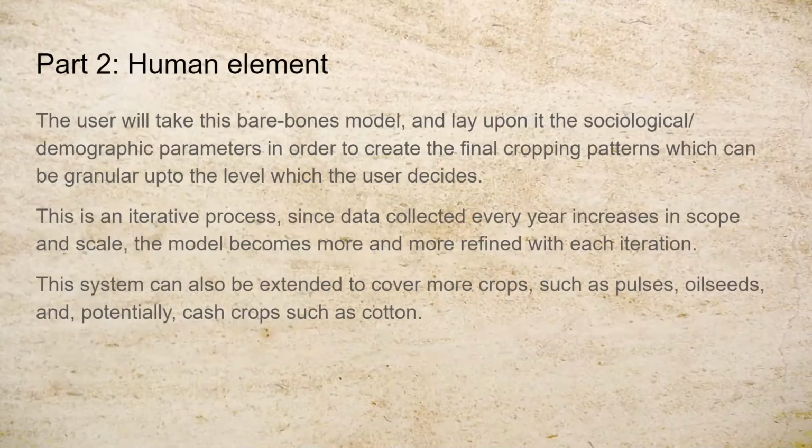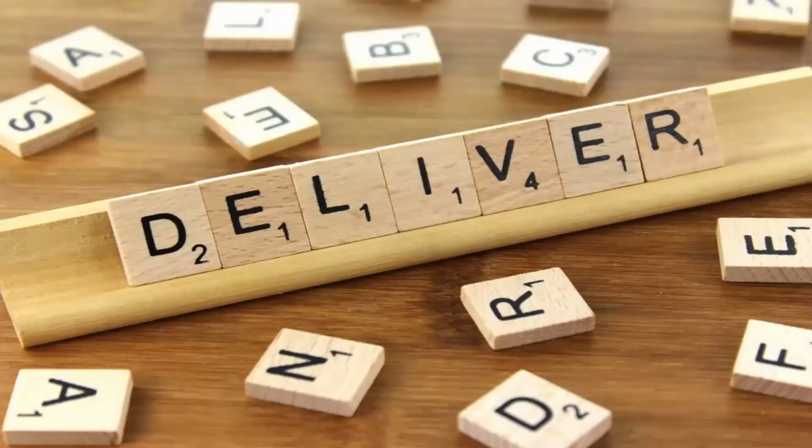Next slide, please. So the government or whatever user will take this skeletal model, lay upon it the human factors, and then create a final model which will be presented to the farmers. This will change from season to season as demographics can change, and so then the final cropping patterns will be declared, and the final MSPs for each crop will be declared as well. The system can be useful as it can cover more crops such as pulses, oilseeds, and cash crops like cotton.